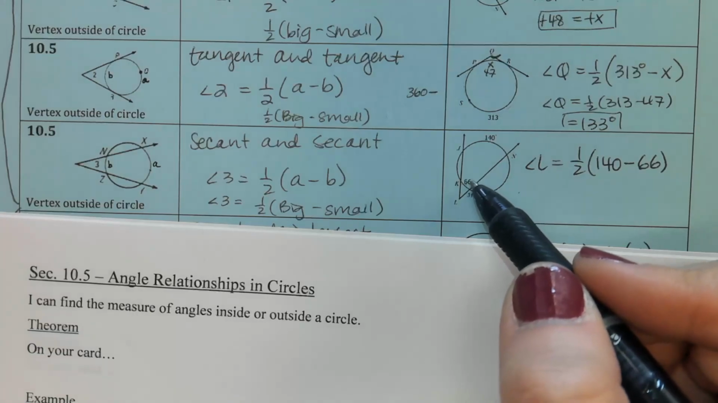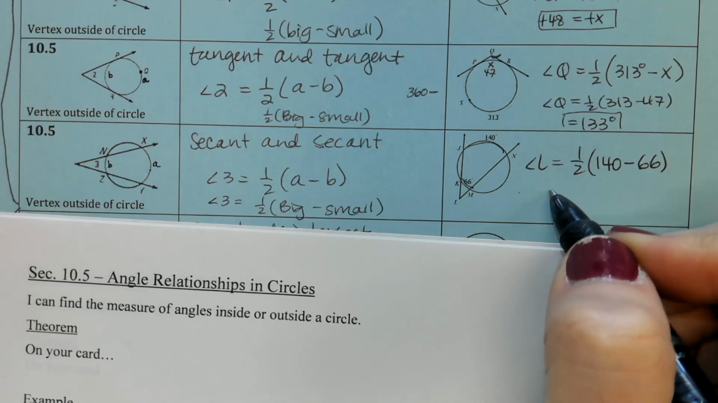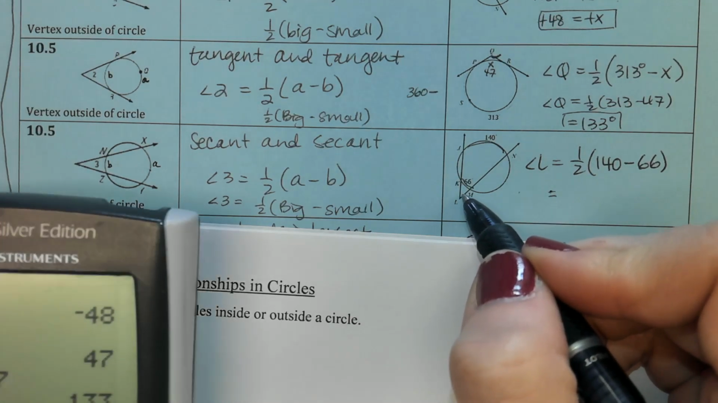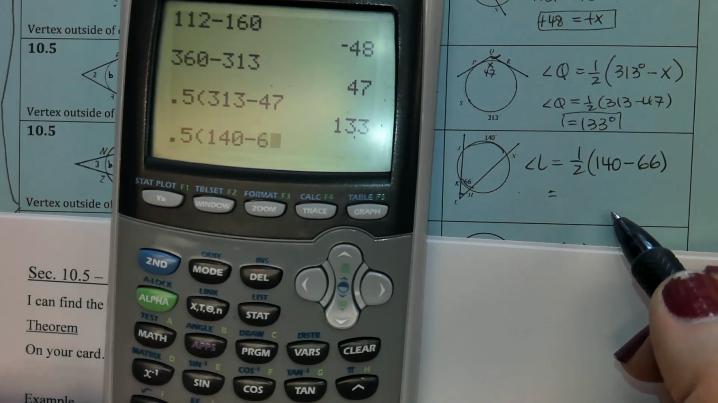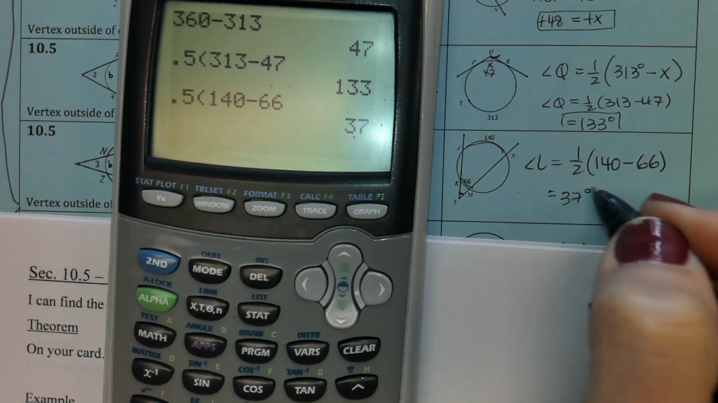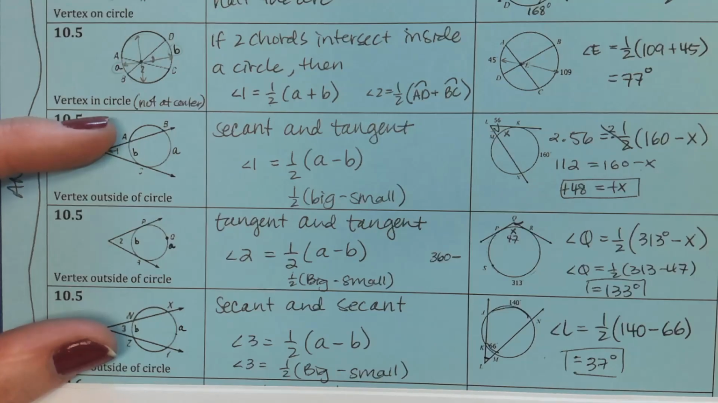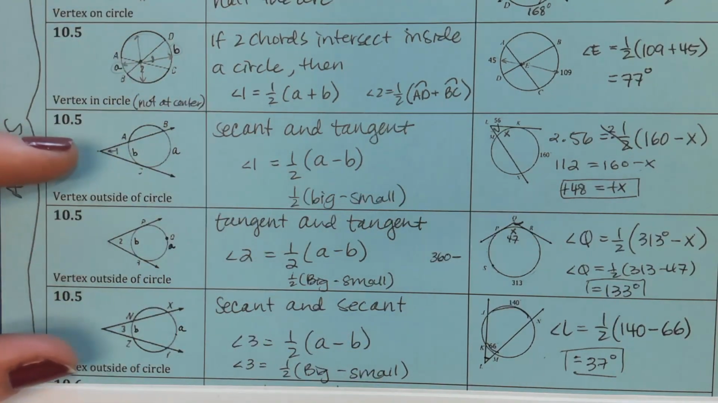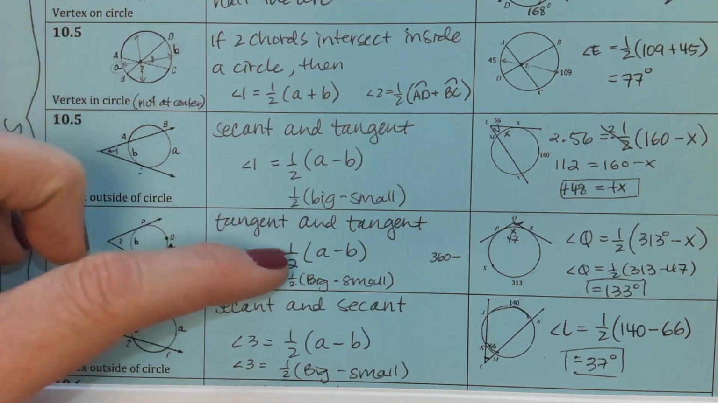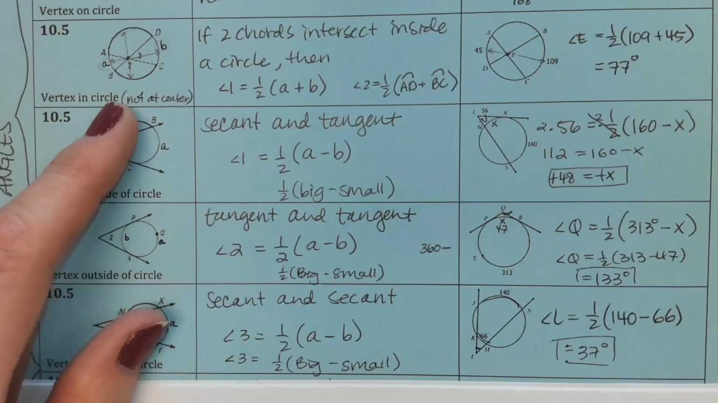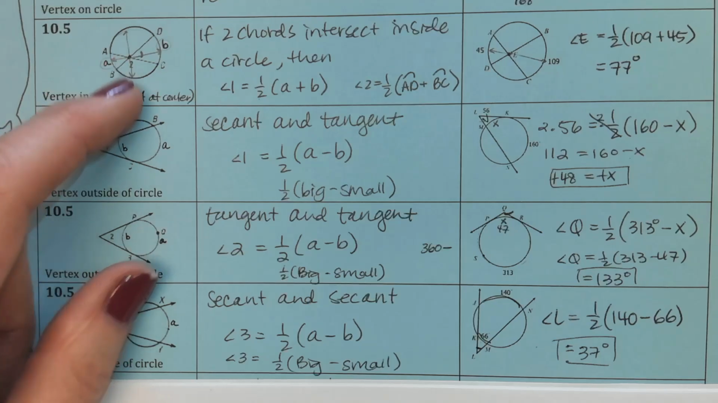The example that I have over here, I have a 66, that's my small arc. I have a 140, that's my big arc. So my angle L, this tiny little corner out here, is equal to 1/2 of 140 minus 66. So 37 degrees. So those are your theorems for today. These three are all the same. It's all 1/2 big minus small. The difference is just where or how the circle gets cut or not cut. But the theorem is the same each time. For the one where they meet on the inside, make sure that you're doing 1/2 of, and then draw through the angle, hit an arc, go back the other way, hit the other one. You're going to add those up.